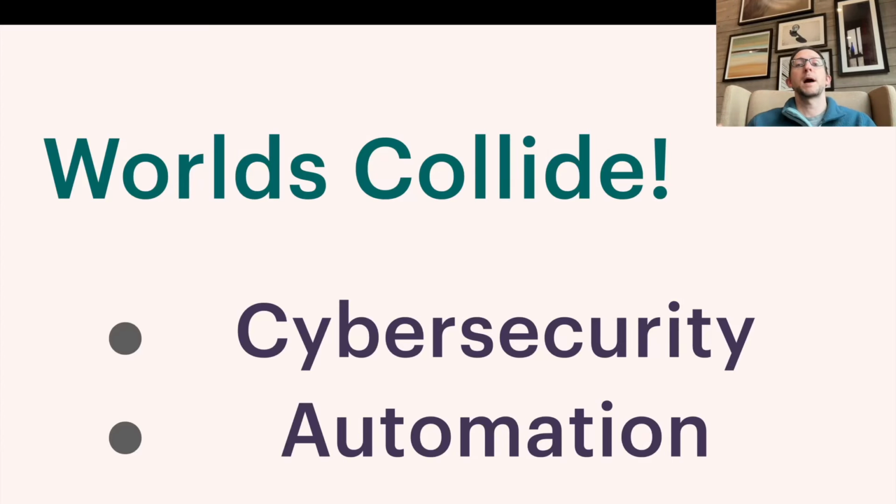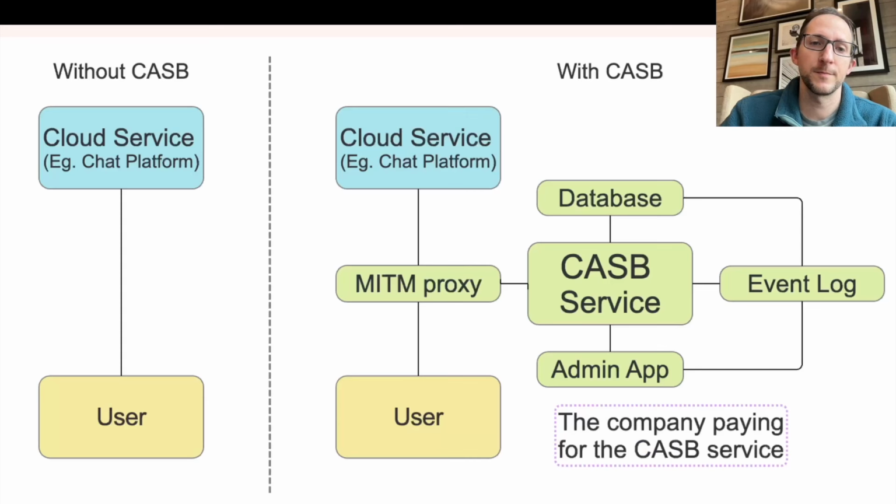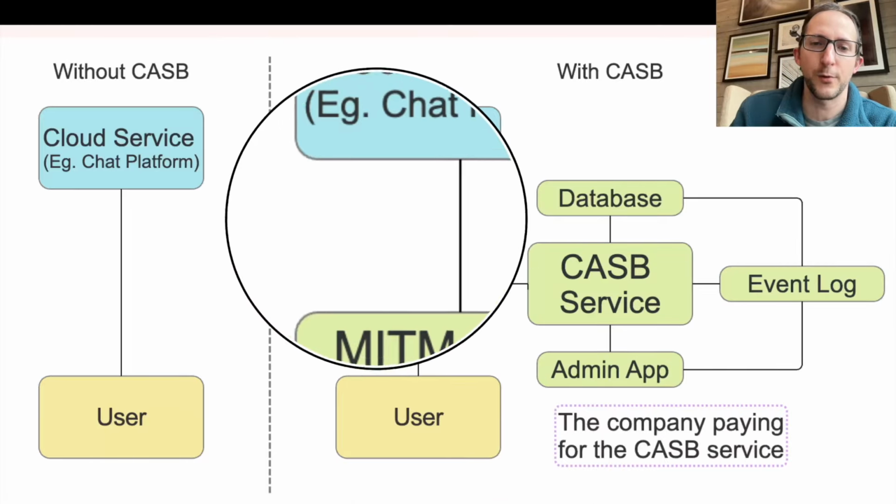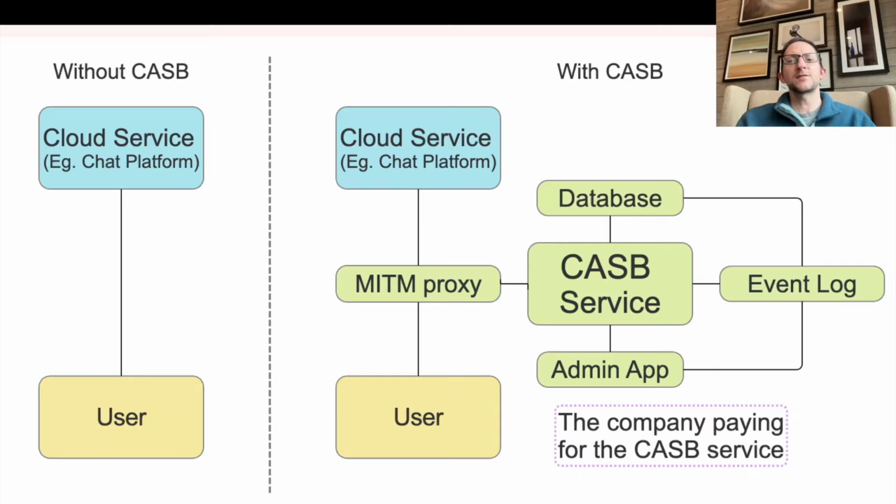So this is going to combine two of the worlds that I'm in, which is the cybersecurity world and the automation world. So here's a simple diagram that explains what CASB is. Without CASB, the user connects to a cloud service and data is exchanged freely between them, so that any data between the user and the cloud service is strictly between them. Whereas with the CASB service, there's an MITM proxy, which stands for man in the middle, that basically intercepts all that data going back and forth between the two.